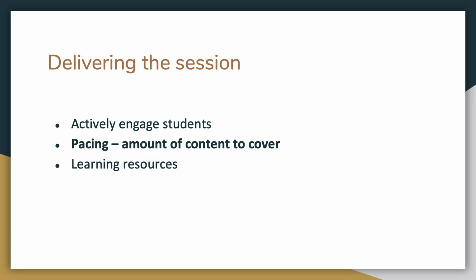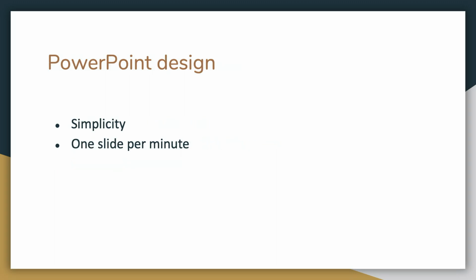Another factor that might affect your pacing is the amount of content you've got to cover. Only having 3 or 4 key topics will be optimal so you're not rushing through the content. In designing your accompanying presentation, there are a couple features which will maximise student benefit. Firstly, keep your slides simple. Putting too much text on a slide is overwhelming for students.